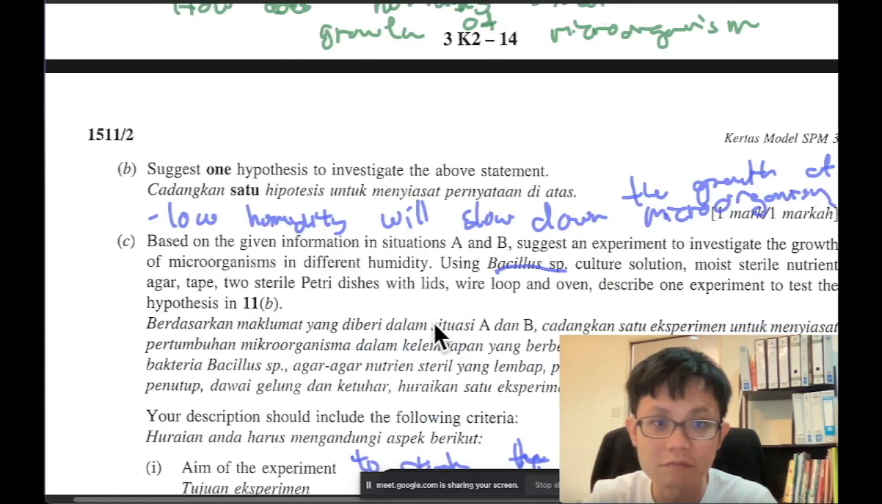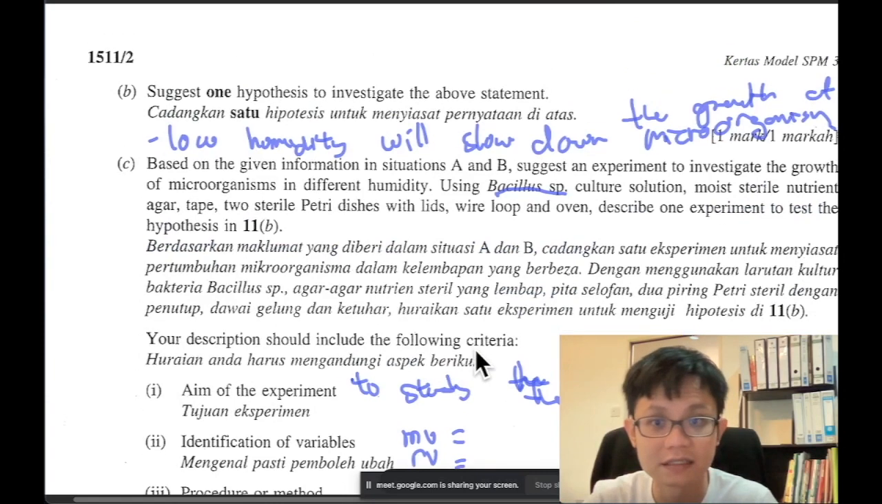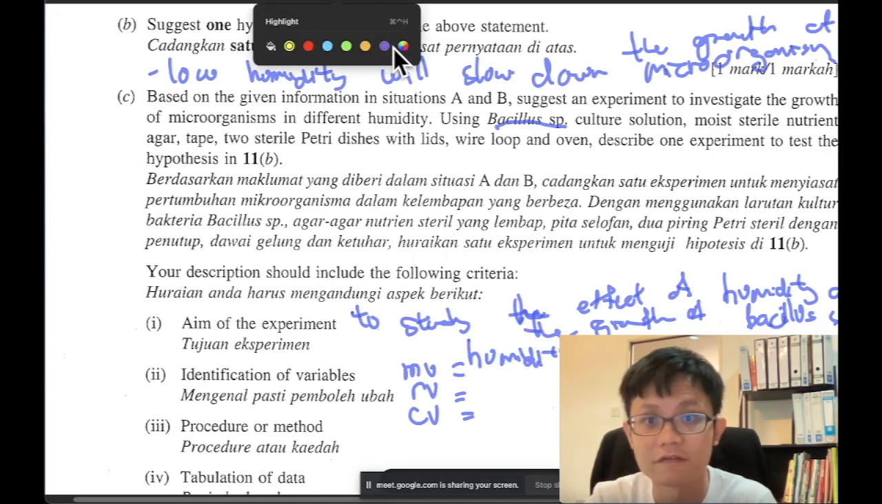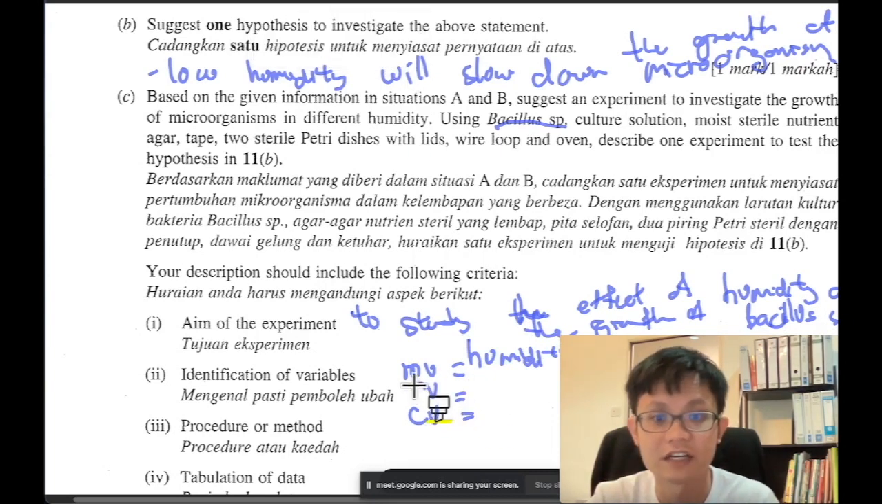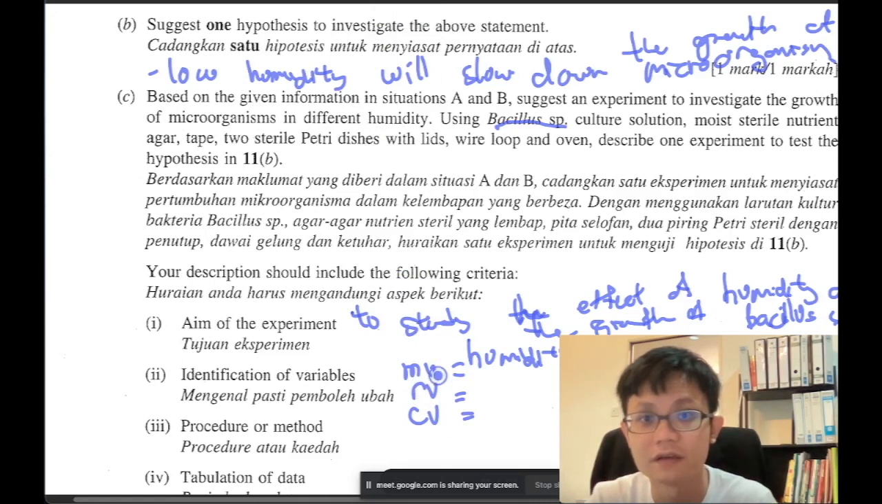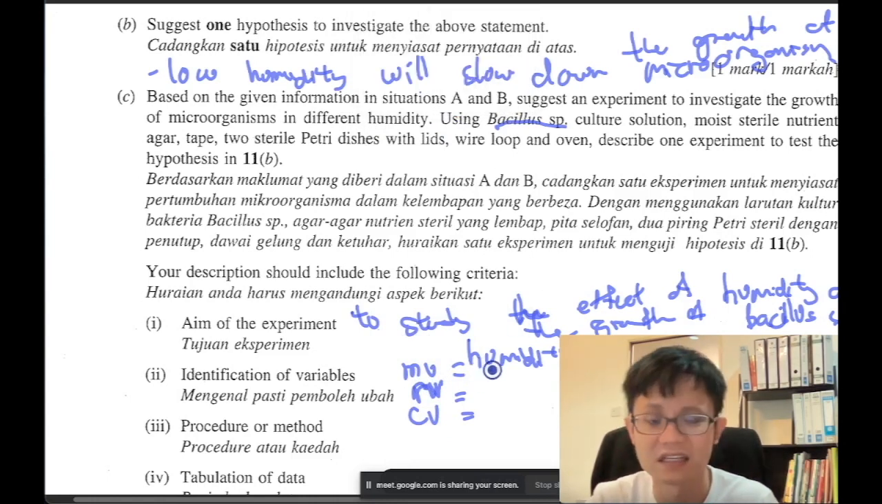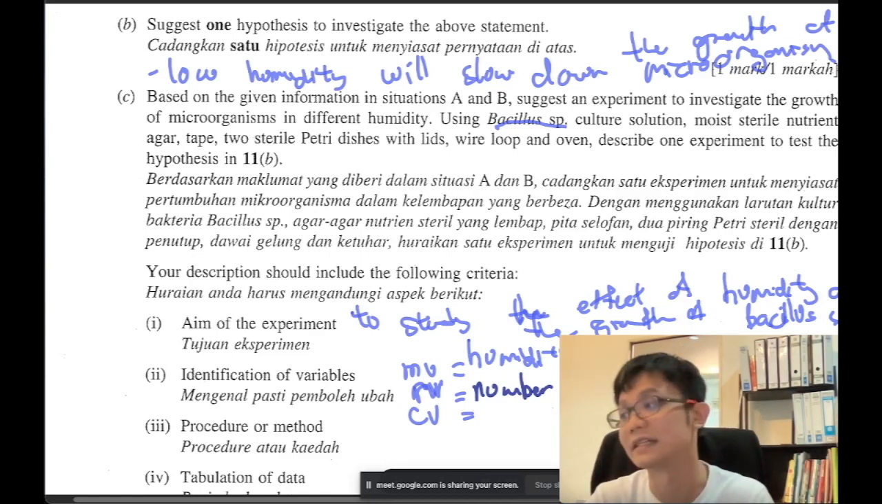Okay, very good. So the manipulated variable is the humidity, and for the responding variable, RV, maybe we can say the effect. Maybe we say the number of colonies of bacteria or size of colony, up to you, whatever you want to say, as long as it mentions it.